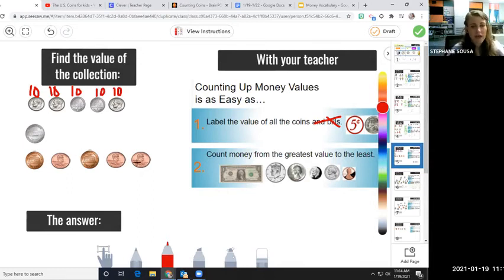Dimes are worth 10 cents, and we have 5 dimes.